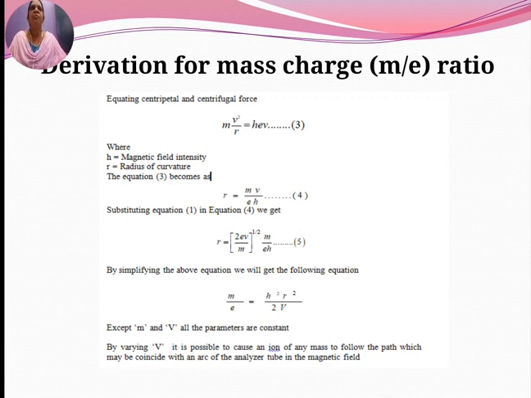By varying V, it is possible to cause an ion of any mass to follow the path which may coincide with an arc of an analyzer tube in the magnetic field. So the m by e ratio is given by H square r square by 2V, where H is the magnetic field intensity, r is the radius of curvature, and capital V is the accelerating voltage. So this is the expression for mass to charge ratio.